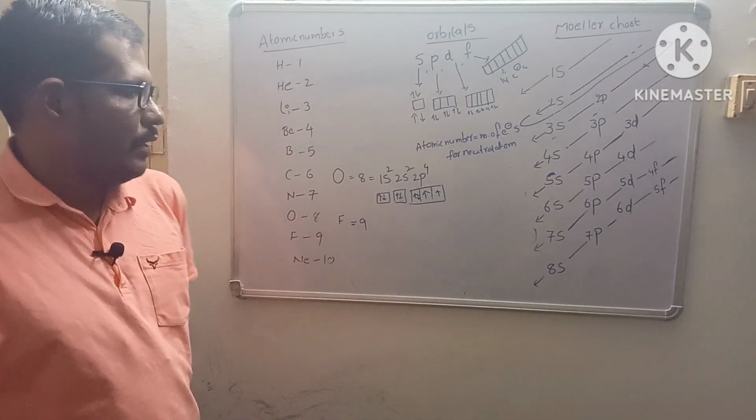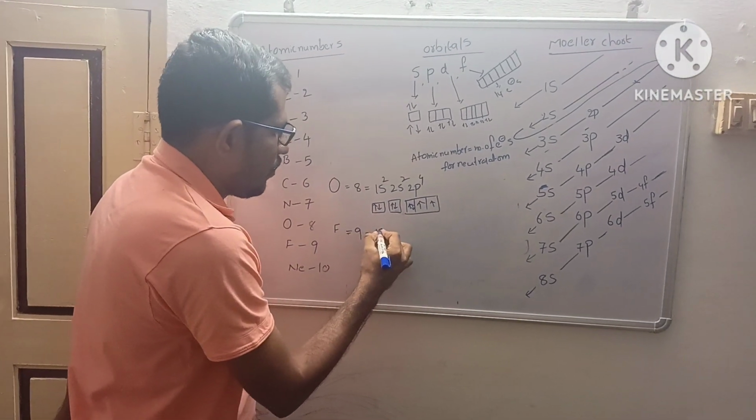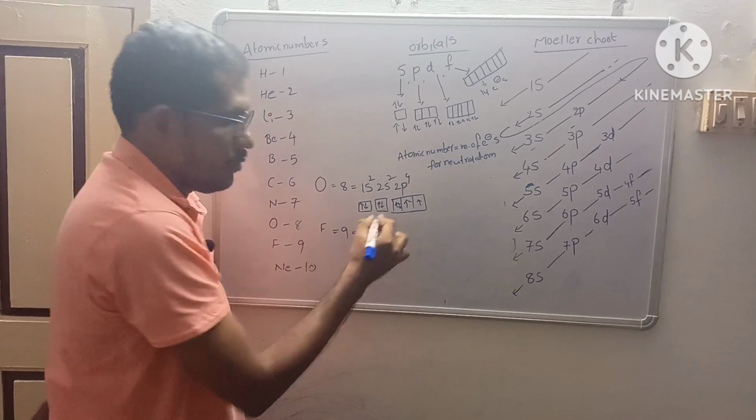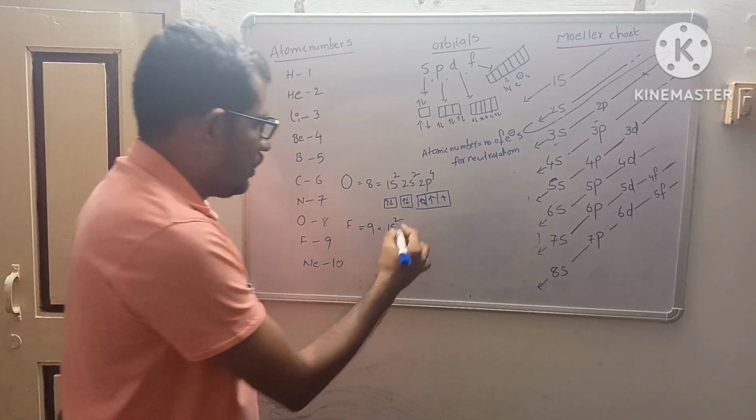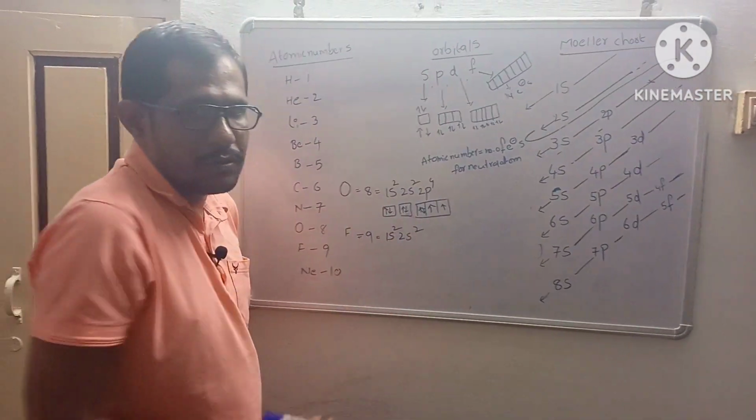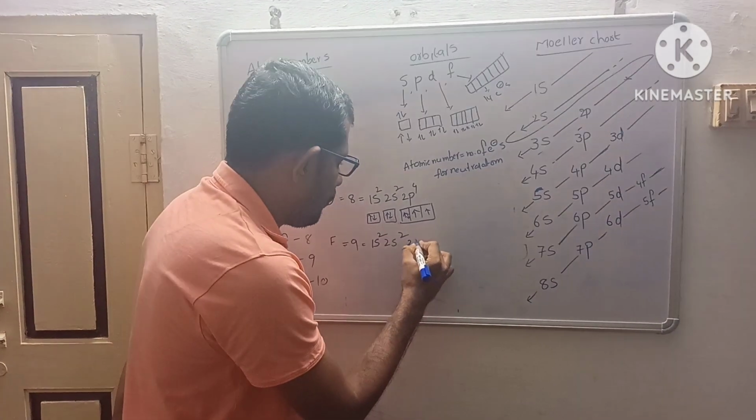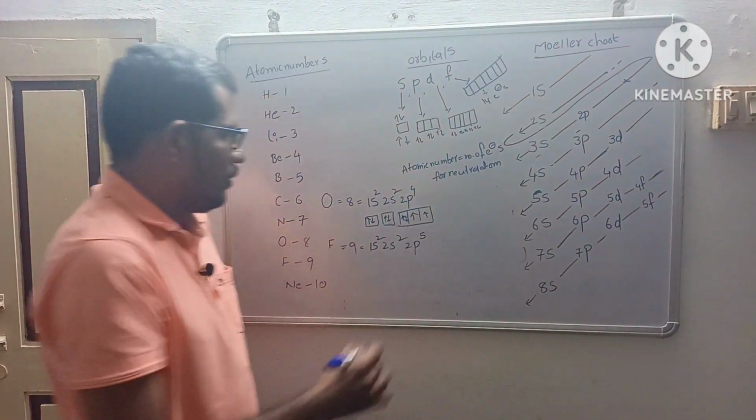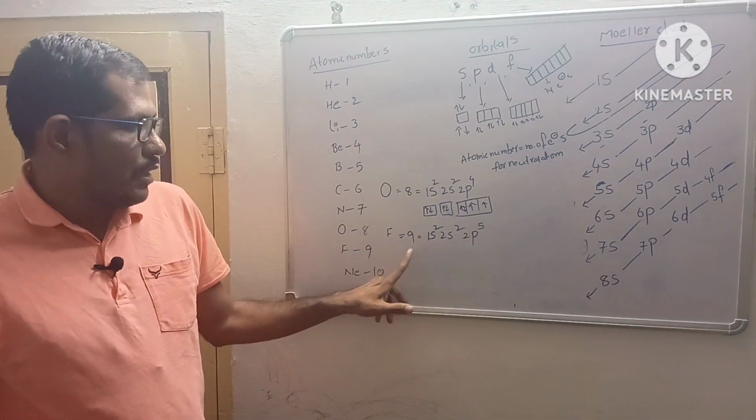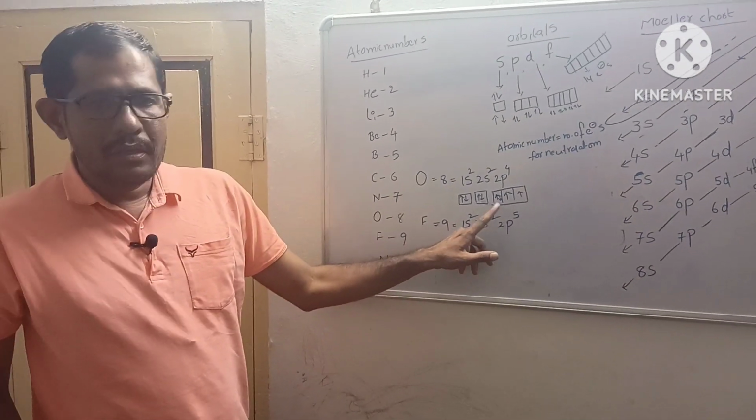Fluorine atomic number is 9. Coming to here, first 1s. The s orbital can hold 2 electrons. Then 2s, it can hold 2 electrons. Then 2p, 5. So 2, 2, 4, 5. Fluorine atomic number is 9, so there are 9 electrons.